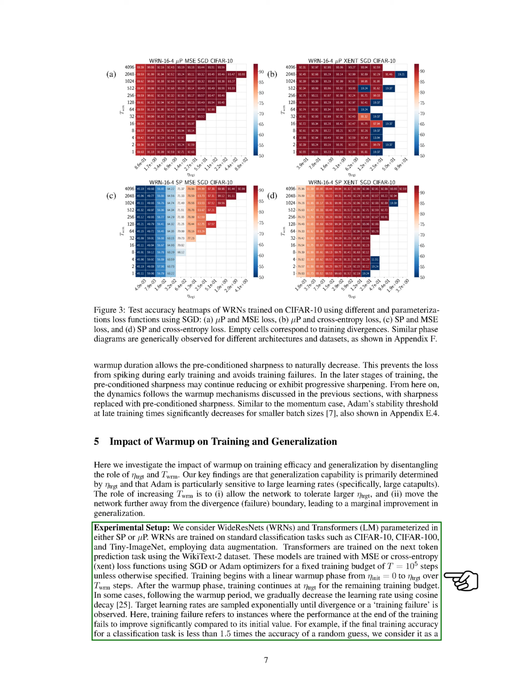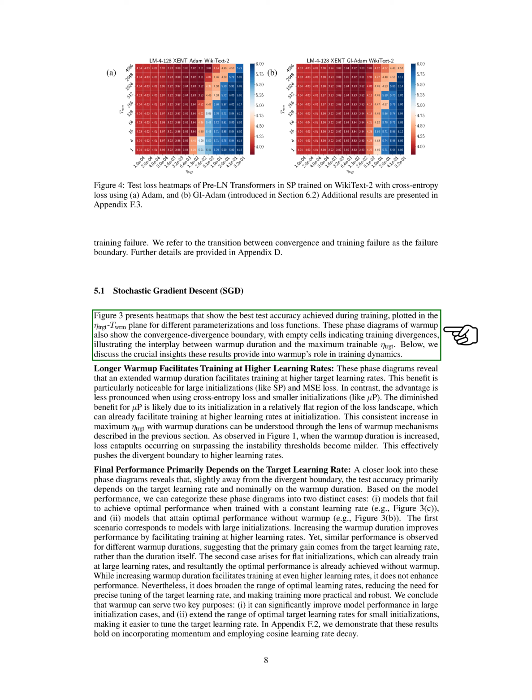Section: Stochastic Gradient Descent, SGD. In this section, we present findings on stochastic gradient descent, SGD, based on heat maps showing the best test accuracy achieved during training. These heat maps are plotted in the eta_TRGT, T_WRM plane for different parametrizations and loss functions. They illustrate the relationship between warm-up duration and the maximum trainable eta_TRGT, highlighting the convergence-divergence boundary.